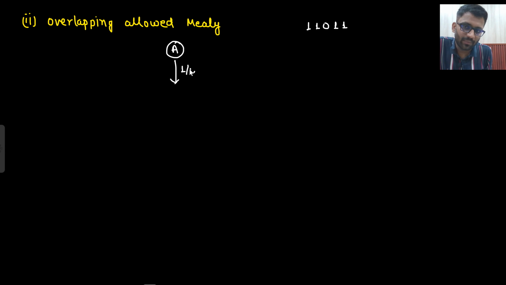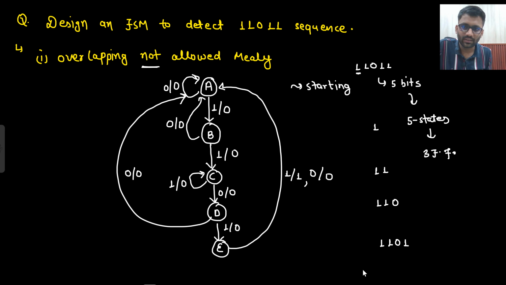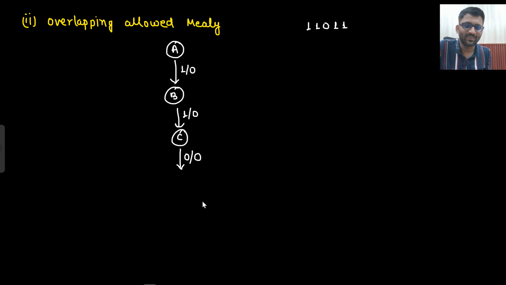If applied input is 1, I am happy, I can move to the next state. If applied input is 1, again I am happy, I can move to the next state. If applied input is 0, I am again happy, and I can move to the next state. Did I write 1 here? No. I didn't make any blunder, did I?